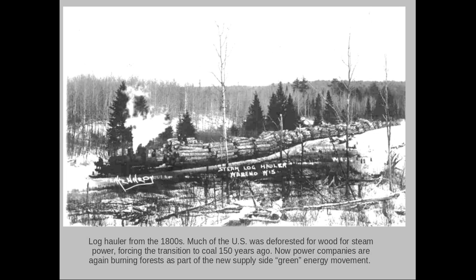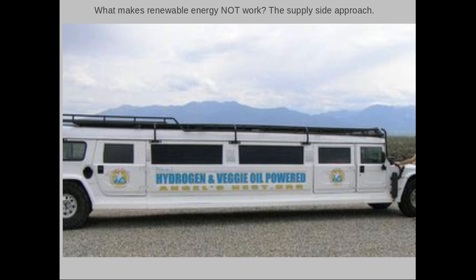What makes renewable energy not work? This is the supply-side approach. This is the hydrogen and veggie oil-powered stretch Hummer, the rather extreme icon of the supply-side approach, the idea that if we just had enough magic renewable energy from somewhere, we can keep doing stupid things and not suffer from the results of our own decisions. It's not going to work. It's simply not going to work. Renewable energy works really well in the right context. It does more harm than good in the wrong context.